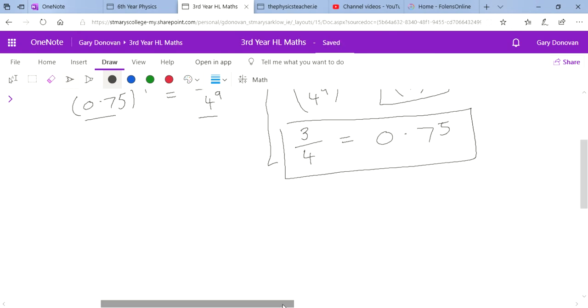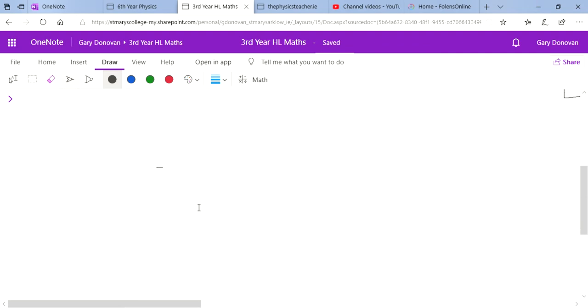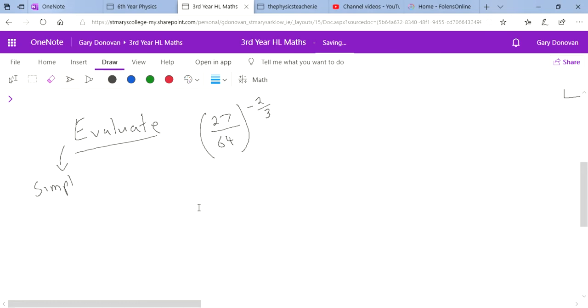Now, the questions do get tricky with this, but again, as I said, you can't just go to your calculator. What they want to see is they want to see you using those laws to simplify something down. So here's an example of a tricky question where you have to do that. Evaluate 27 over 64 to the power of minus 2 over 3. Now evaluate just means to simplify it. So if you ever see that, they just want you to simplify it down as simple as it can be, or to get an easier answer.